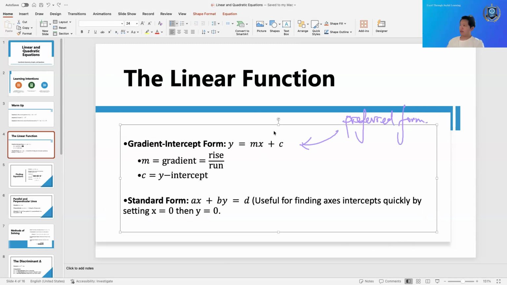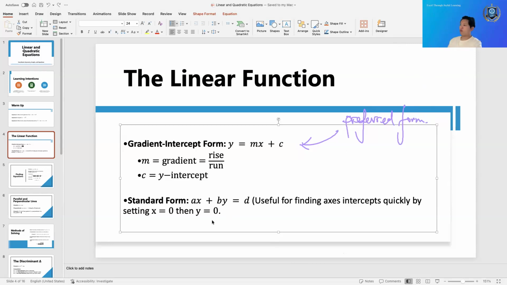If you were to do all your questions, I would recommend you define your function as mx plus c, because it's the best way in the sense that you have an idea where the y-intercept is, and you also have an idea of where the slope's going, if it's a negative or a positive slope. And it's very easy for comparison.